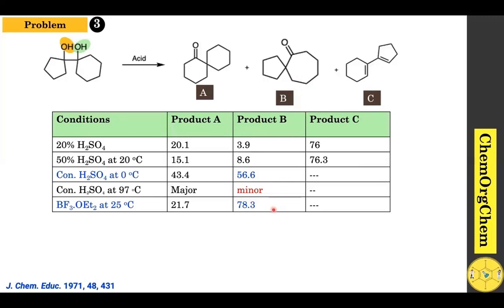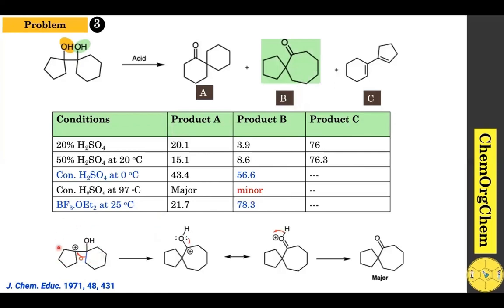So based on the reaction conditions, there are 3 possibilities to get the product in this particular unsymmetrical diol. Now we will see how product B is formed as the major product in the case of concentrated sulfuric acid at 0 degrees Celsius as well as Lewis acid conditions.